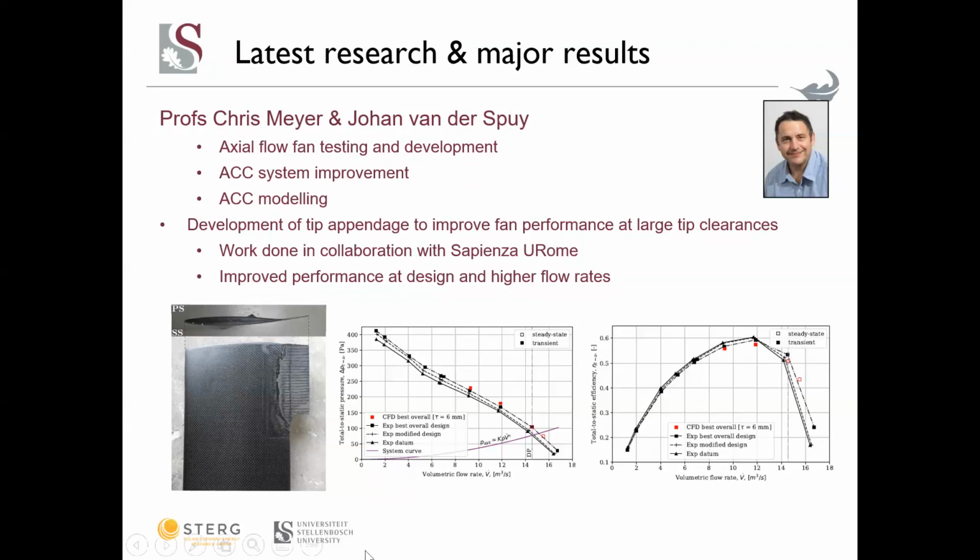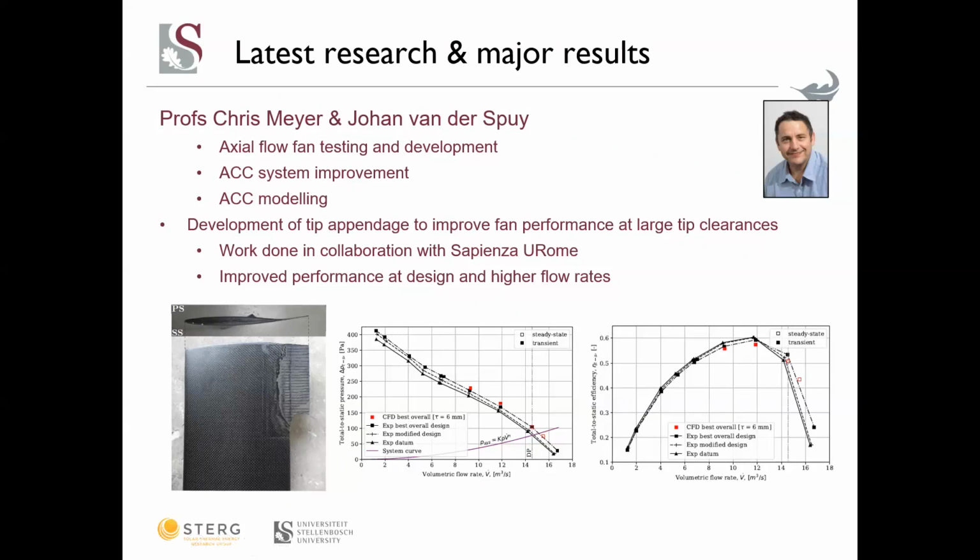You can see in the bottom left picture this tip appendage added to the trailing edge and on the tip of this blade. The idea behind that is to control the tip vortex in order to improve performance. You also then see these graphs, the middle graph and the graph on the right. Their x-axes are maybe a little bit small, but that's the volume flow rate of the fan. On the middle graph, the y-axis is the total-to-static pressure rise, and the y-axis on the right-hand side is total-to-static efficiency.